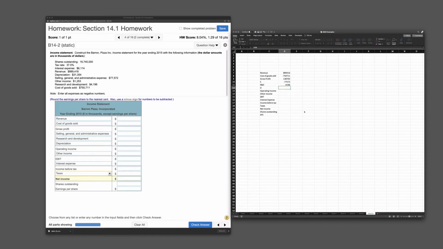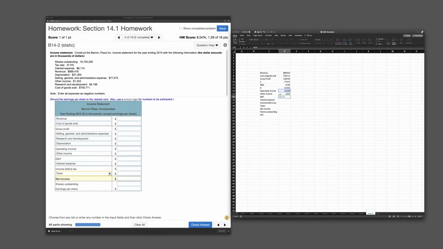So we have selling is about 77,572. Research and development is just over 4,000. And depreciation is about 31,000. Okay, so now we should be able to figure out our operating income. So we take our gross profit, and again, we account for our operating expenses.